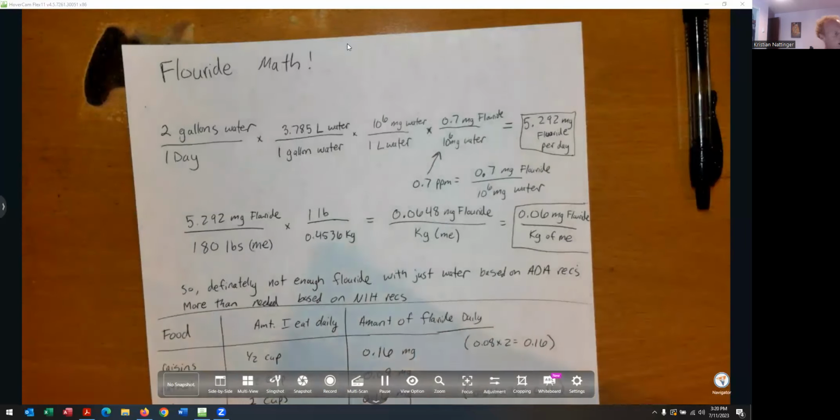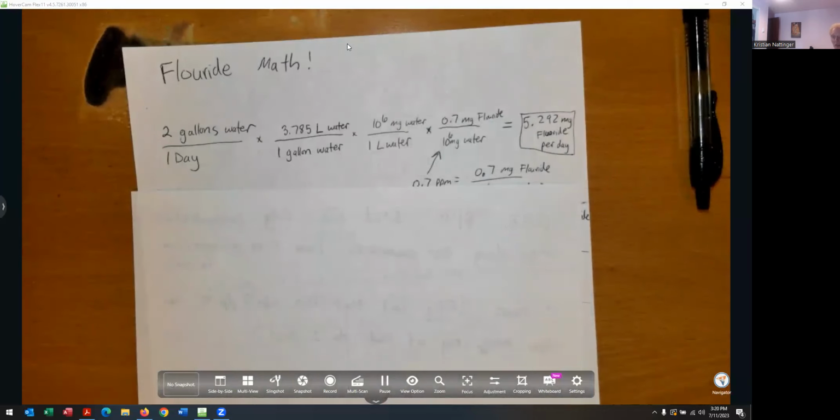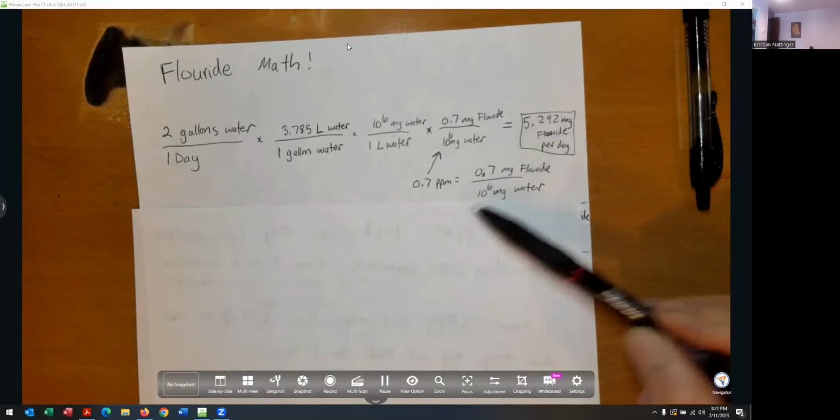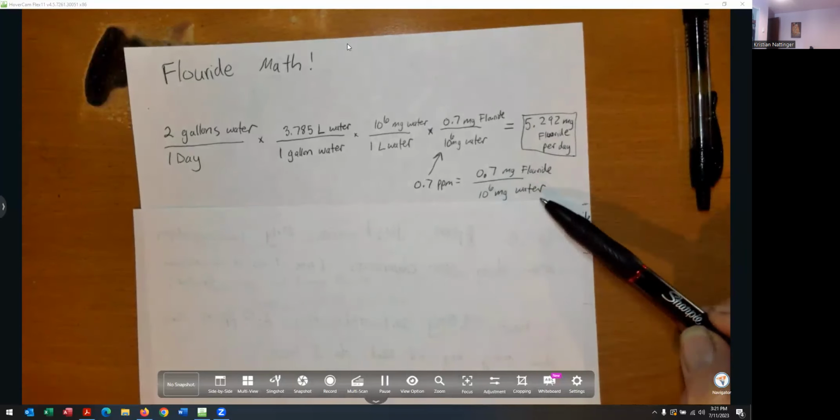This is going to apply in your fluoride questions, right? So if we take a look at the math I did to calculate how much fluoride I would be ingesting if my water had 0.7 parts per million of fluoride in it, 0.7 parts per million being the amount recommended by the American Dental Association and what is added to a lot of municipal water supplies. Then I just have to remember that 0.7 parts per million is the same as 0.7 milligrams of fluoride divided by 10 to the 6th milligrams of water.